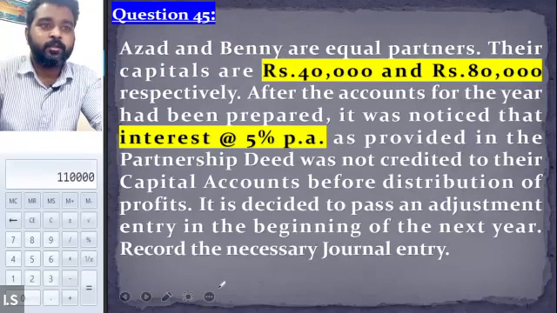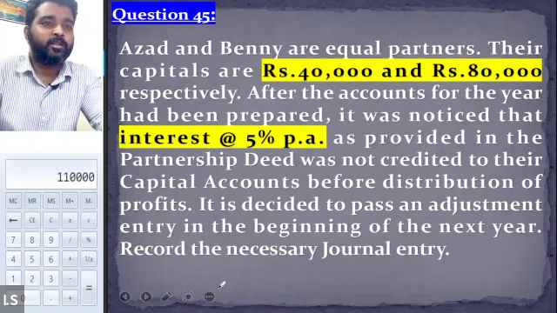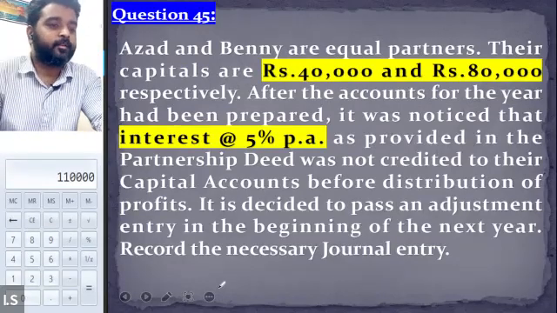Then the question is saying that it is decided to pass an adjustment entry in the beginning of the next year. Record the necessary journal entry. So the question is almost similar. The only thing is that this time we have different values. We have a different rate of interest on capital. This is the only difference in this question.